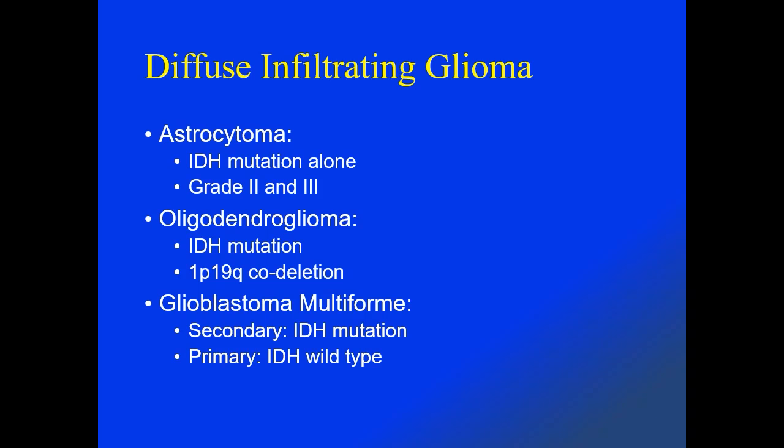Glioblastoma multiformes come in two different subtypes. The secondary type, which most likely arose from degeneration of a previous low-grade tumor like oligodendroglioma or astrocytoma, will have IDH mutation, while primary glioblastoma multiforme are typically IDH wild type.